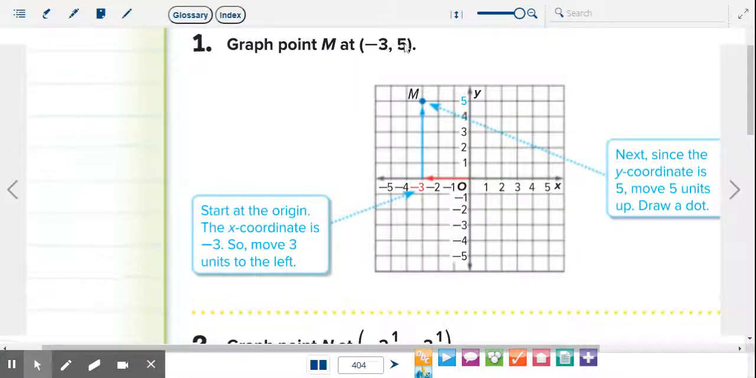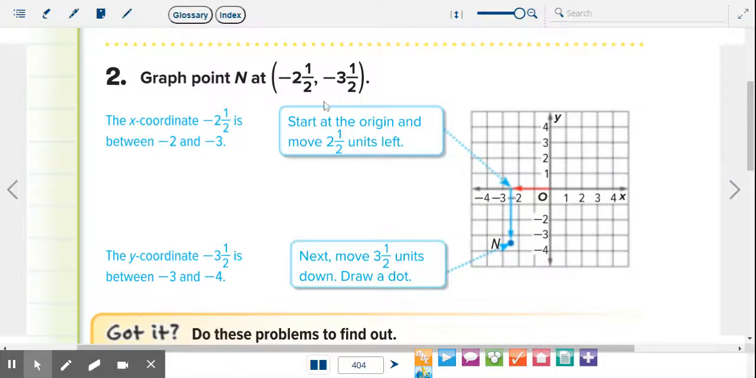Okay, so they're going to give you a point, all right? And it's -3, 5. So you literally start at 0. Okay, so we go to -3. Do not put a dot there. That's not where we're stopping. If it was -3, 0, that's where we're stopping, yes. But since it's -3, 5, we have to go up to 5, and that's where we put our dot. Literally, it's the same thing every time. Do the x, then the y. Move left and right, up and down.